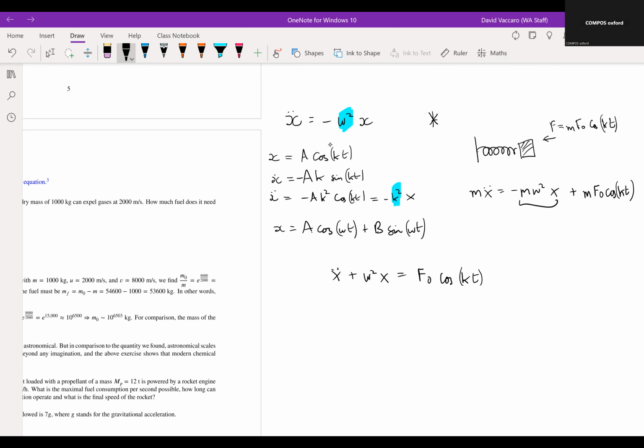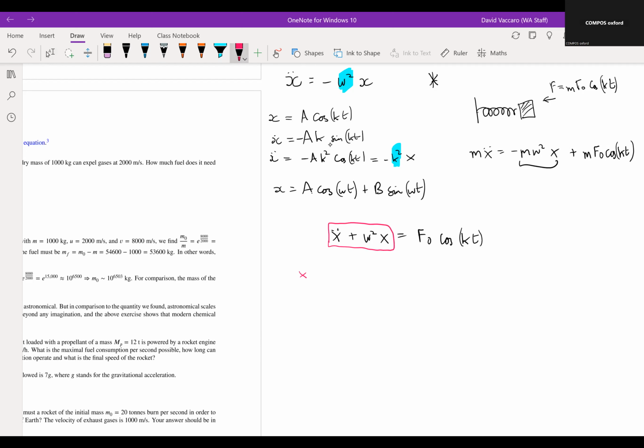Okay, now there's a big idea here, and it's a little bit like matrices, if you've seen matrices, or linear algebra, is I can think of this differential equation on the left as being like an operator. Okay, so an operator is a sort of function that acts on functions. So if I give it a function x of time, I can differentiate that function twice and add it to omega squared times x.